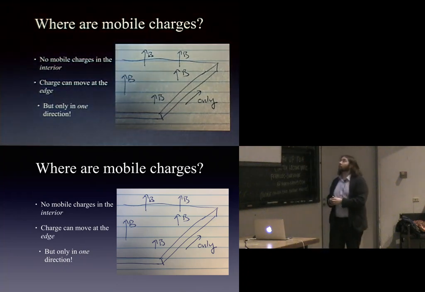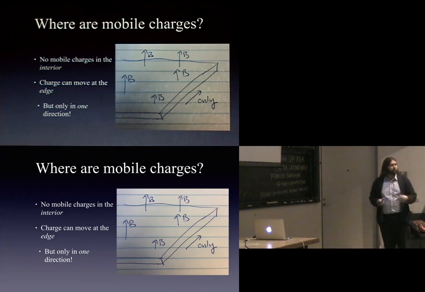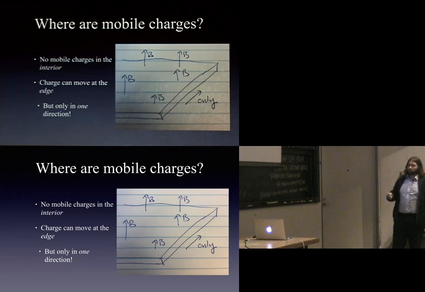Right. So the first question: where are the mobile charges? What do I mean by that? Well, if something can conduct, then there have to be objects within the material that are charged. And that's what we mean when we say mobile. It means they can move around. It turns out that when you try to probe these systems locally, so here again is my picture of this slab, I have the magnetic field pointing out of it, there are no mobile charges in the interior.